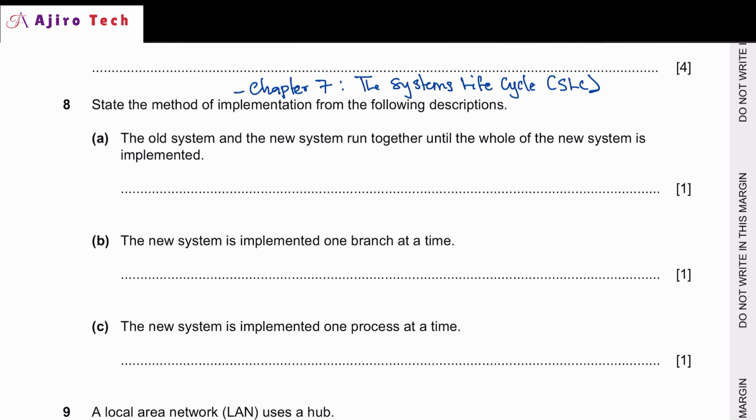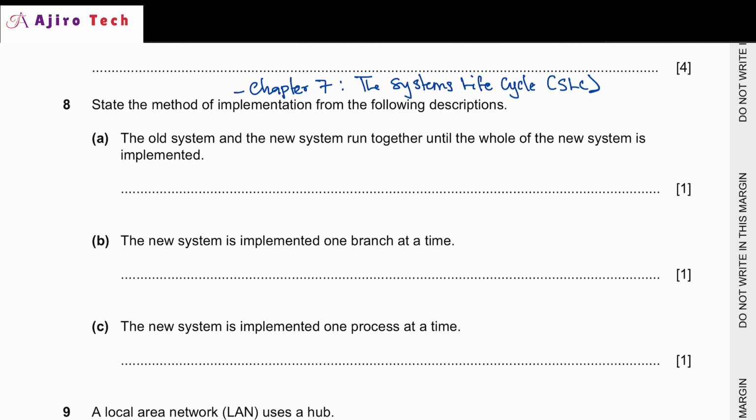But for parallel, the old and new system are running concurrently for a time period before the new system takes over. Now, the benefit of this is it gives the users time to learn the new system. However, the disadvantage is that the data are inputted twice, into the old system and into the new system.